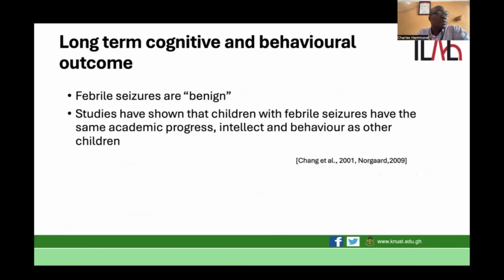And it's important to let them know that febrile seizures are benign and they do not impair the academic progress of the child. They do not affect the intellectual or the behavioral outcome of these children.